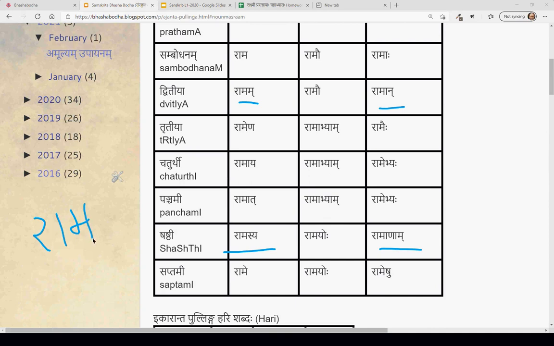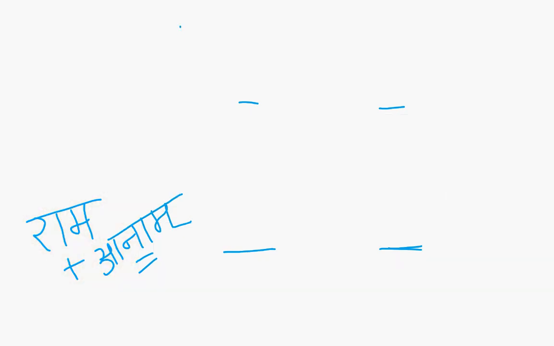Rama is the base root word here, and we want to add Nam or Anam here, right? Anam comes as the suffix. Anam is the Shashti Vibhakti suffix. So here, what is the rule? Does Na change to Na? Let's look at the rules. What is the first rule? The trigger. Is there a trigger letter, Ra or Sha, preceding Na?